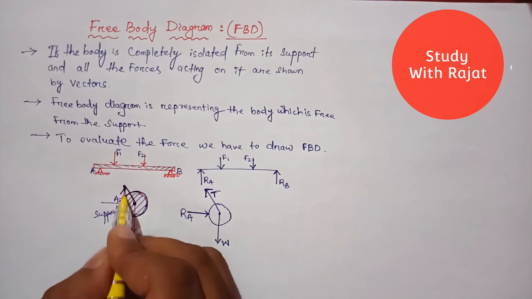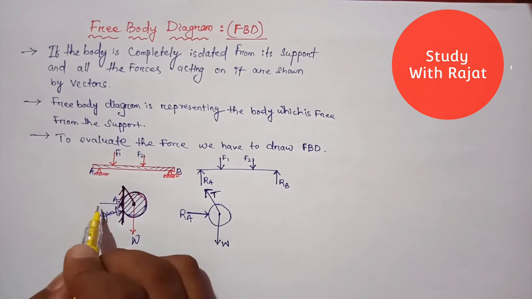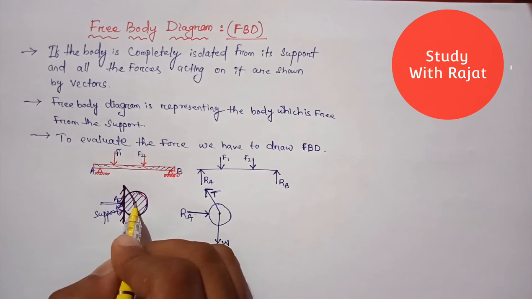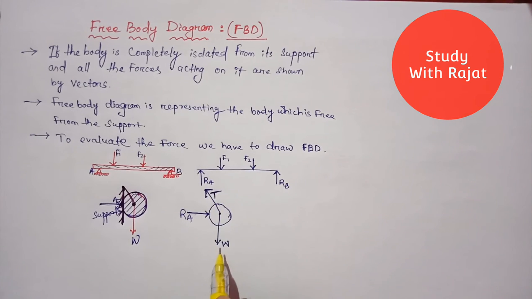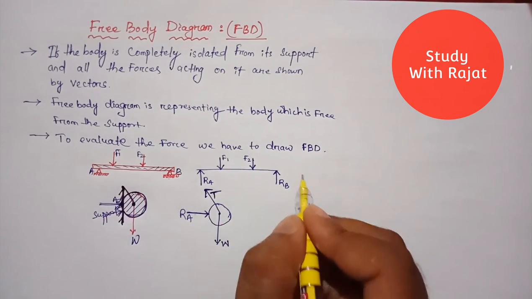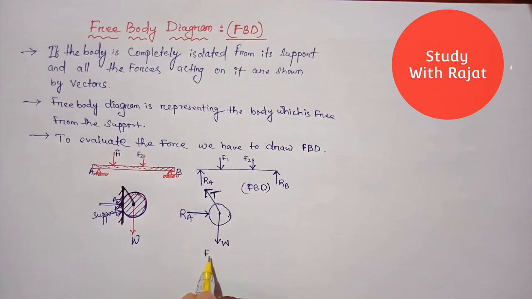So here we are removing these supports. After removing these supports we will get the reaction force Ra, the string in tensile form known as T, and the weight force of the object. So we have removed all the supports and just shown the forces by vectors. For this figure we can say this is our FBD.